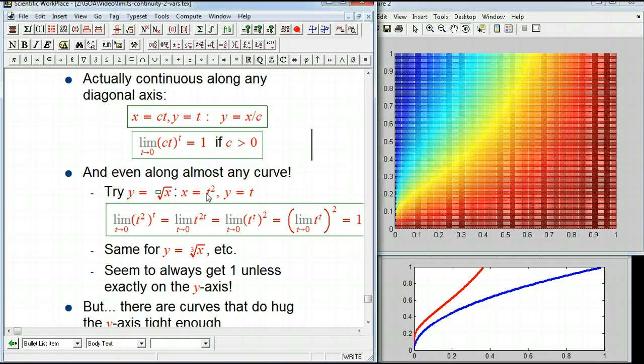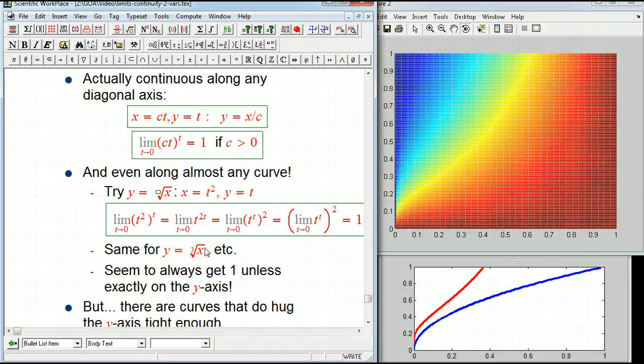Okay, y equals square root x. What's a good way to parameterize that? If x is t squared, y equals t, then y is definitely the square root of x. So we're looking at the limit of t squared to the t. Well, that's t to the 2t, which is t to the t squared. But if you believe me that the limit of t to the t is equal to 1, then that squared is also equal to 1.